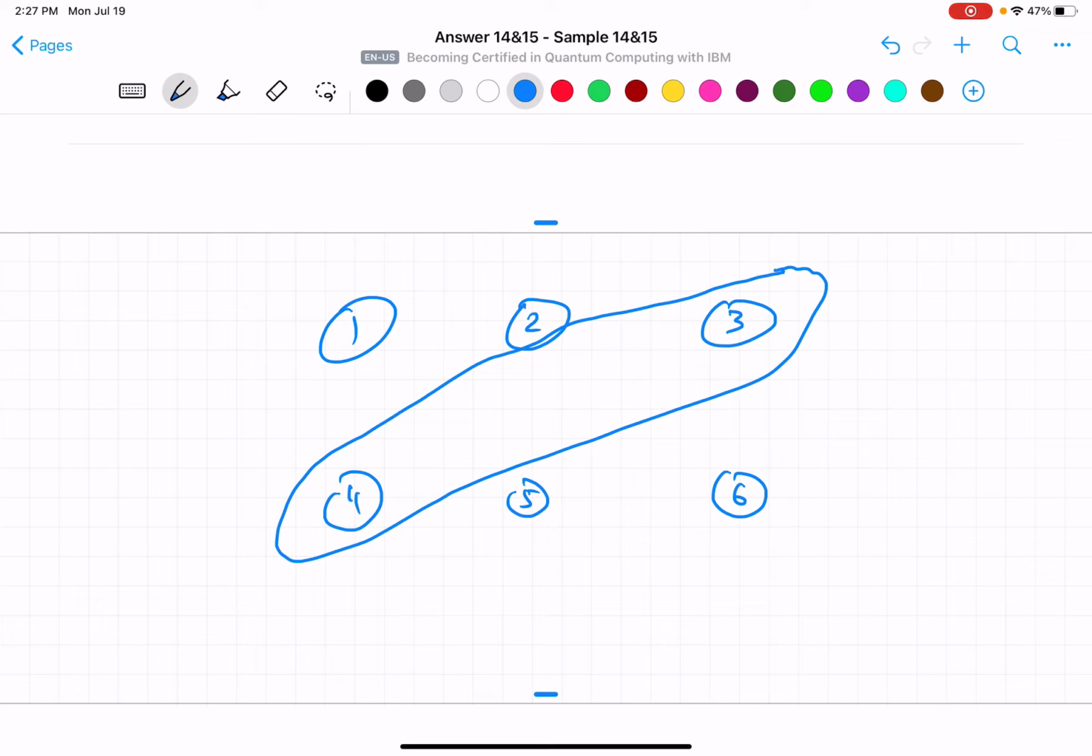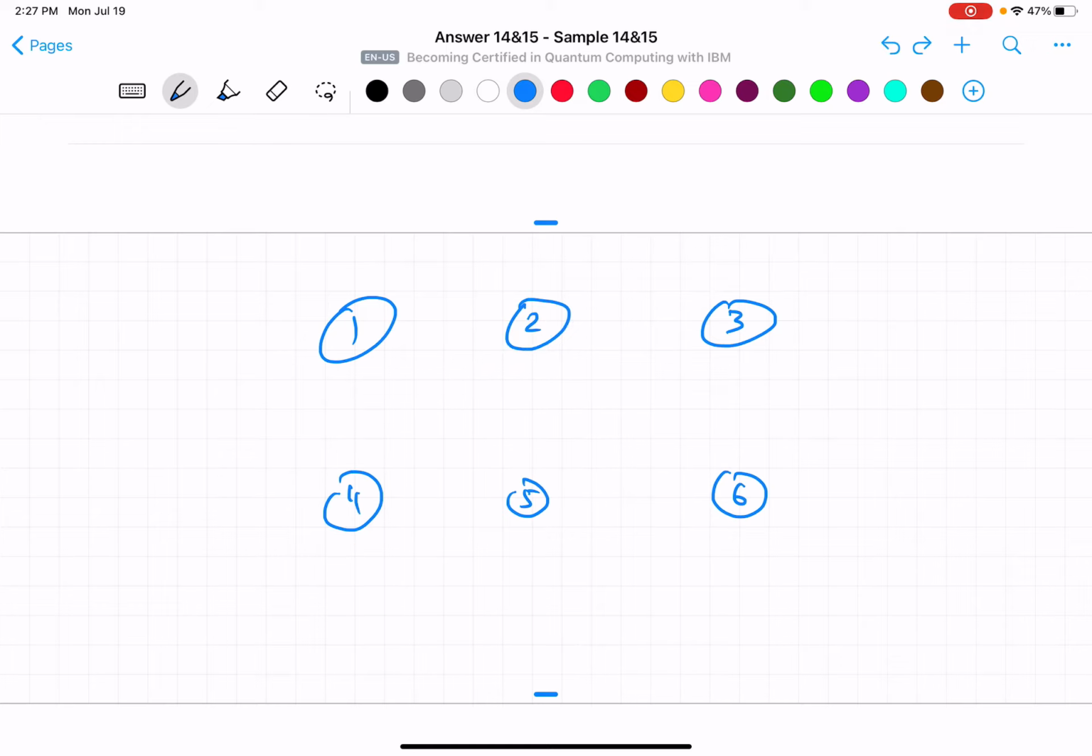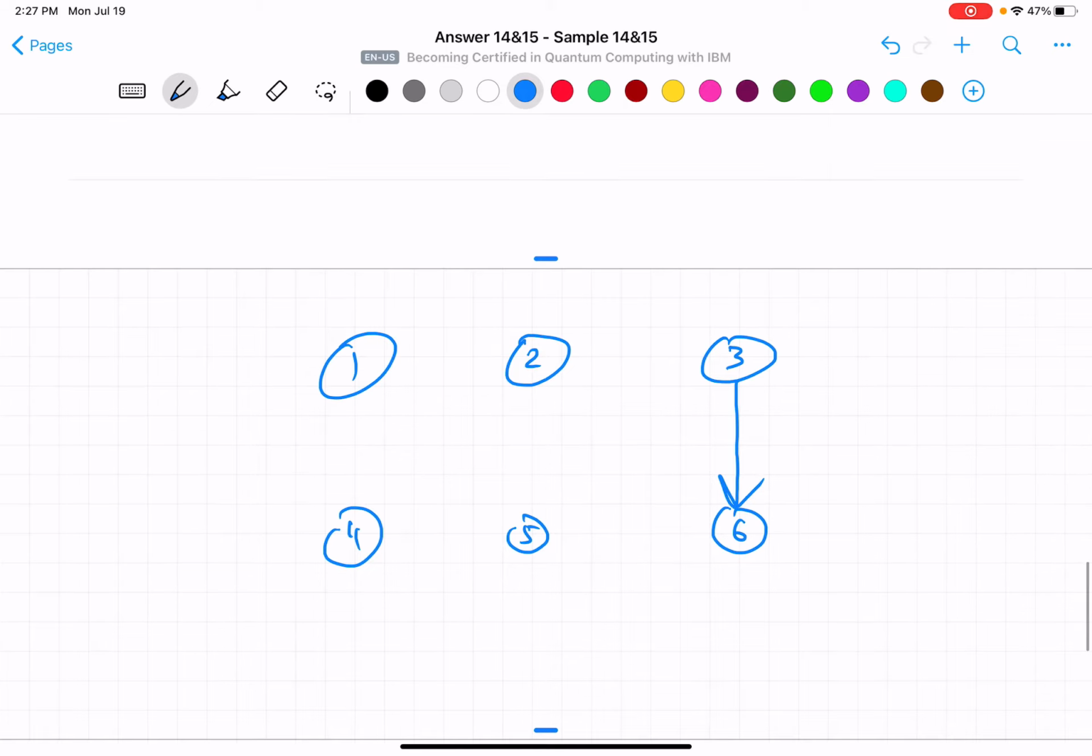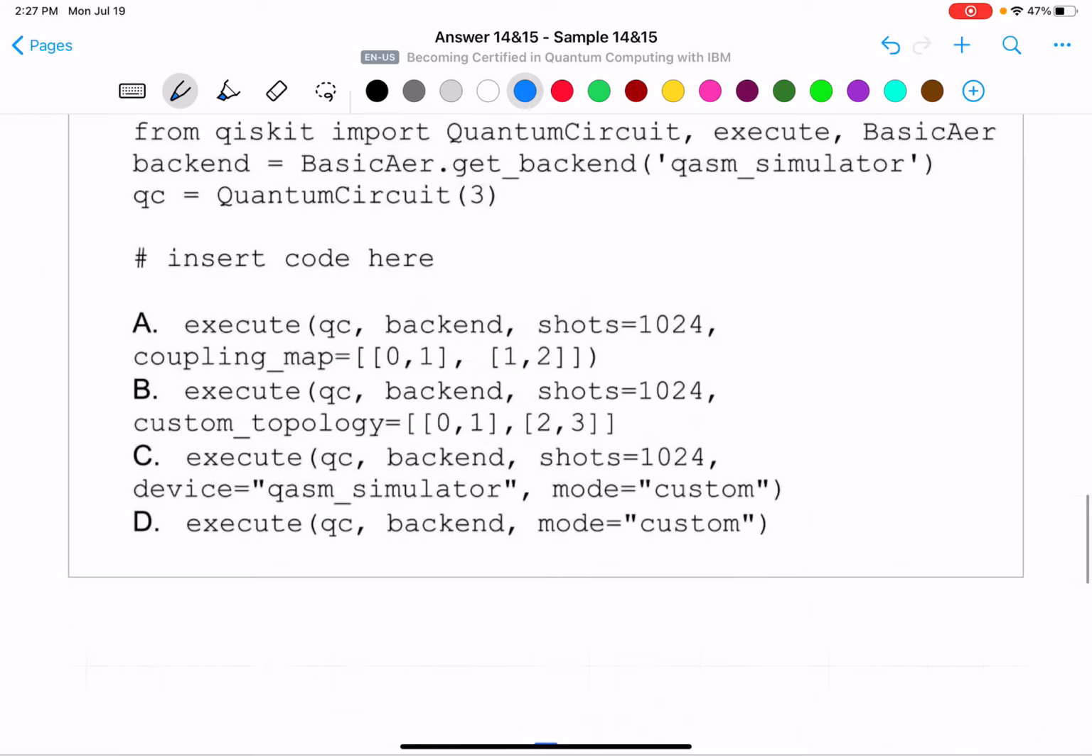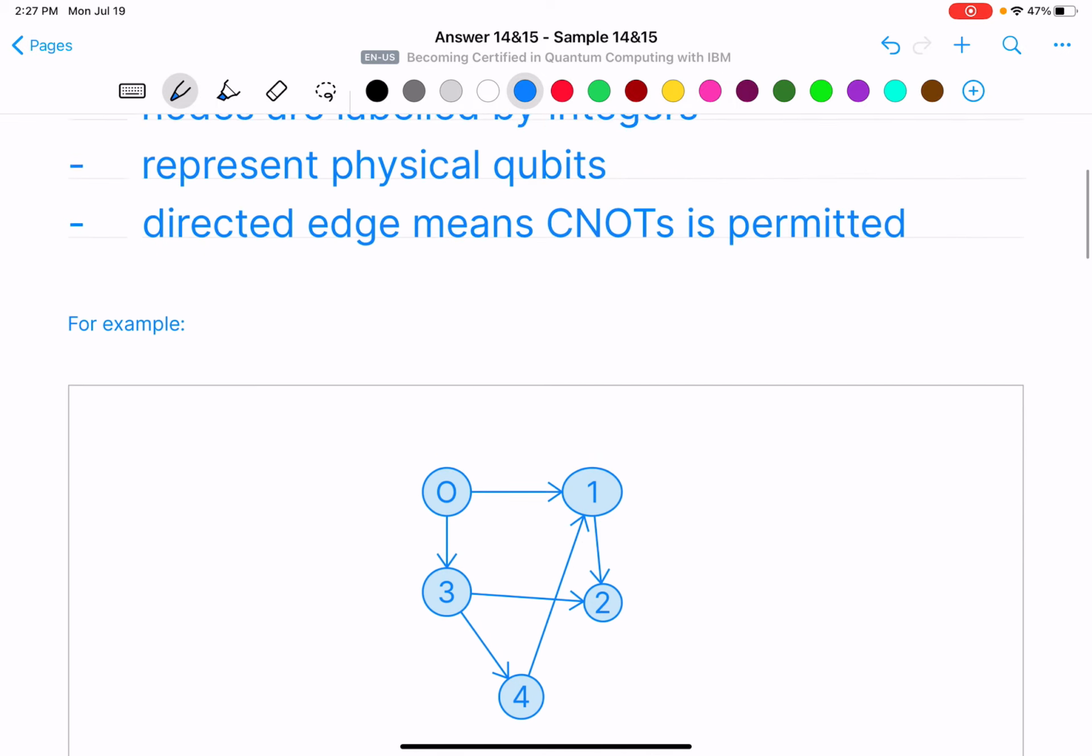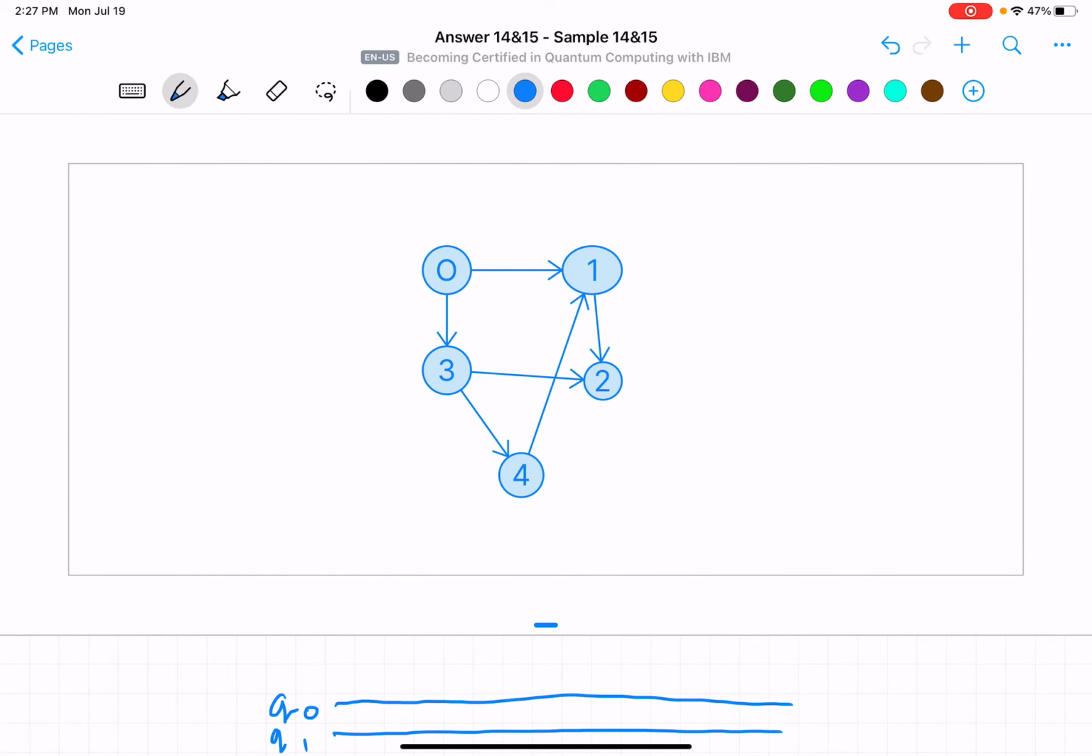Also, if we were to try to do that, we might affect Q2 and Q6, since Q2 and Q6 are closer to Q3. So each physical system is limited in which way it can do CNOTs by actual physical space. If I drew an arrow from Q3 to Q6, that means I could do a CNOT from Q3 to Q6. So I did a graph up here.